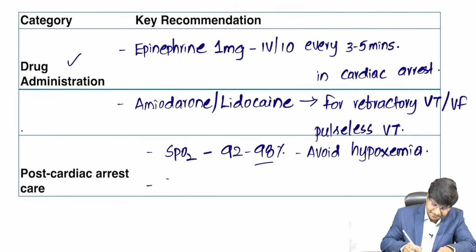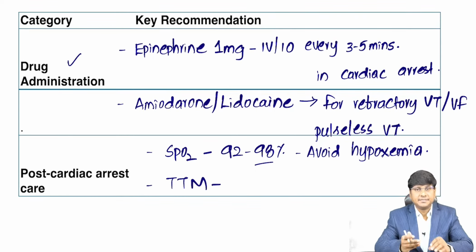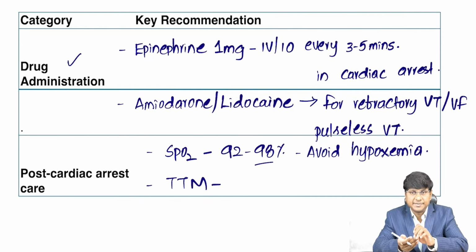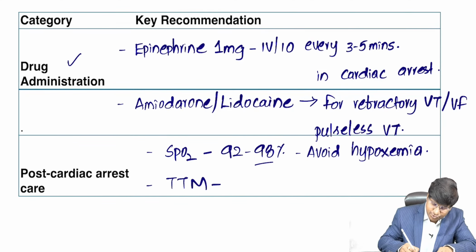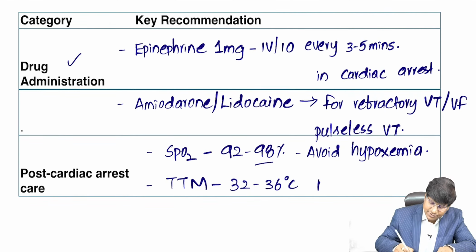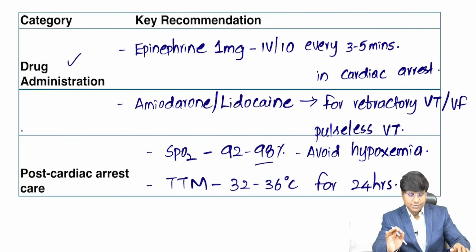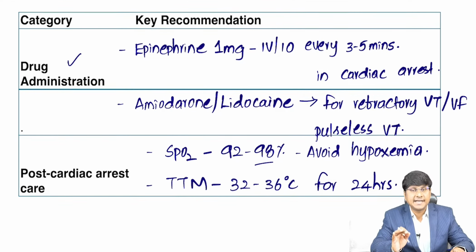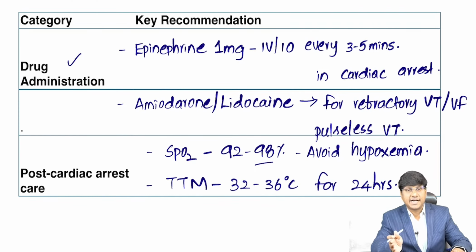Then what should be the TTM, that is targeted temperature management? The targeted temperature management should be around 32 to 36 degrees centigrade, and this has to be maintained for nearly 24 hours. So this is about the targeted temperature management, your TTM. That is in the post cardiac arrest care.